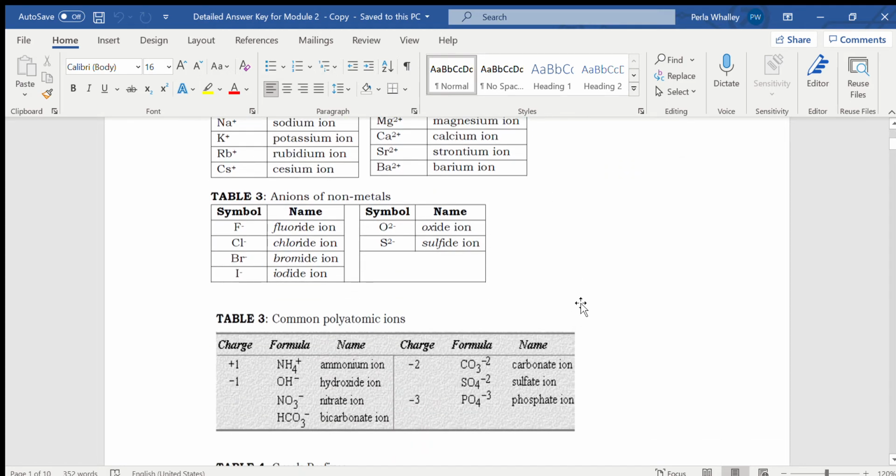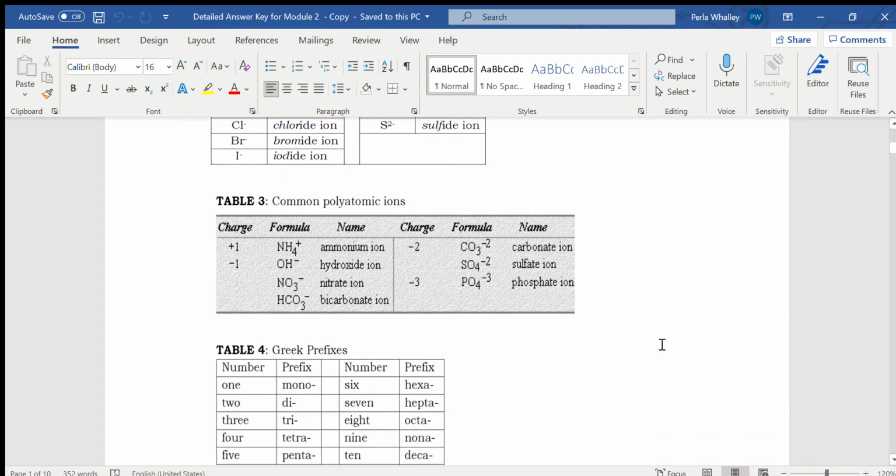And then we have anions of non-metals. So check out the ending class. It changes fluoride from fluorine, chloride from chlorine, bromide from bromine, and iodide from iodine. And then we have the -2, oxide from oxygen, and sulfide from sulfur.